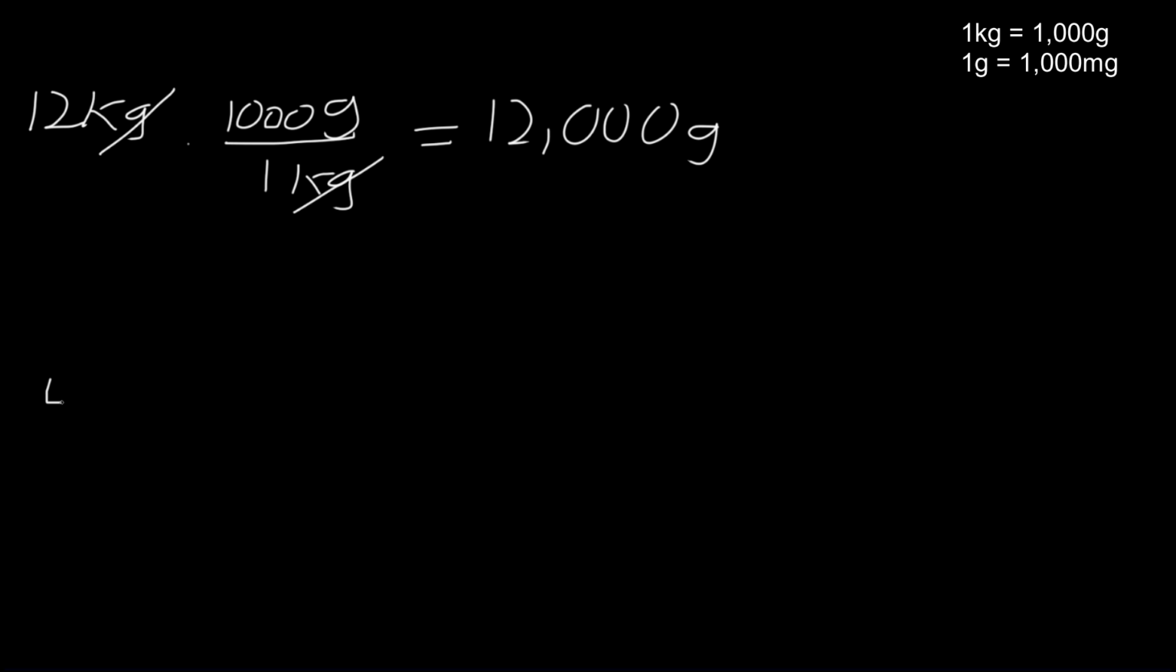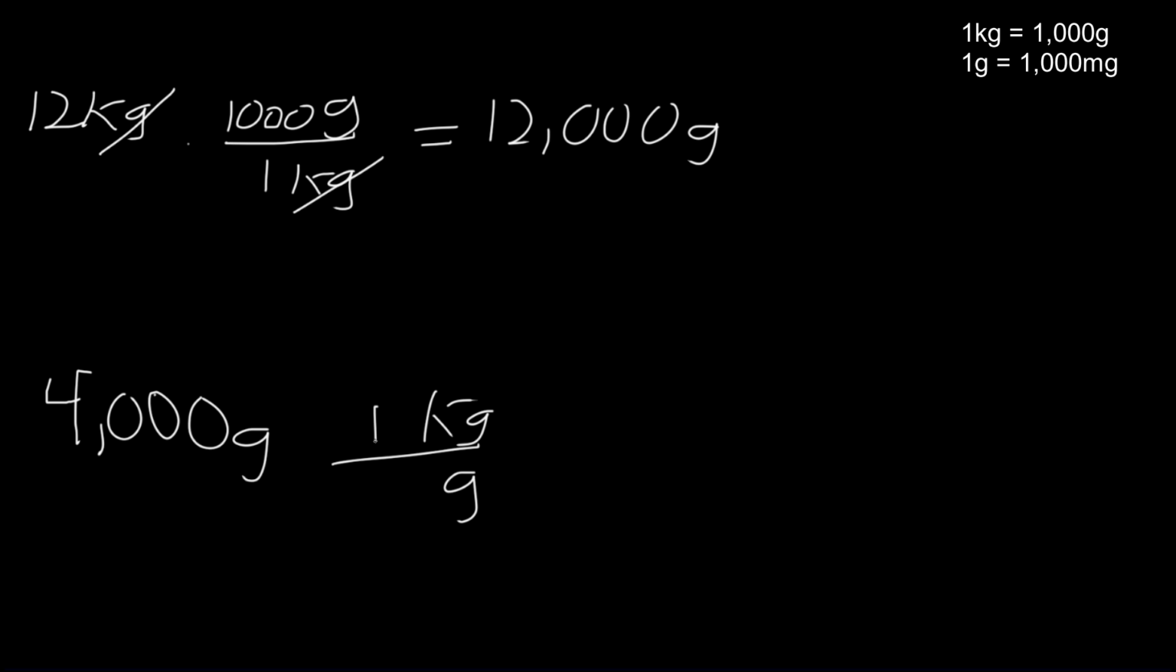I can do the same thing going from grams to kilograms. So let's say I have 4,000 grams and I want to convert that to kilograms. I do the same thing. I multiply, but this time I flip-flop the grams and kilograms because I have grams on top. I'm going to put grams on the bottom and kilograms on top. Now I know 1 kilogram equals 1,000 grams. So now I can cross out my grams, and all I'm left with is kilograms.